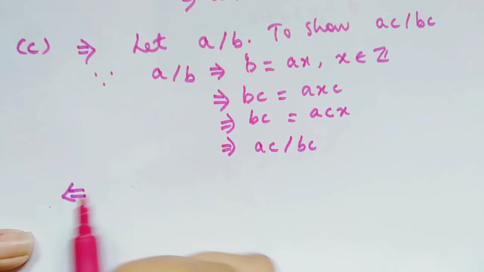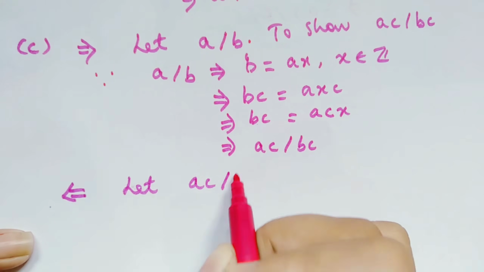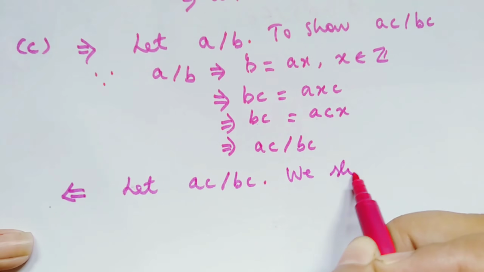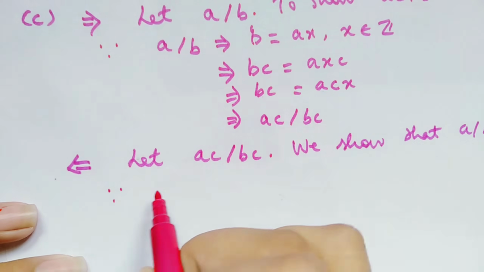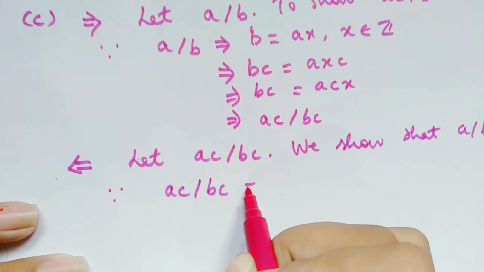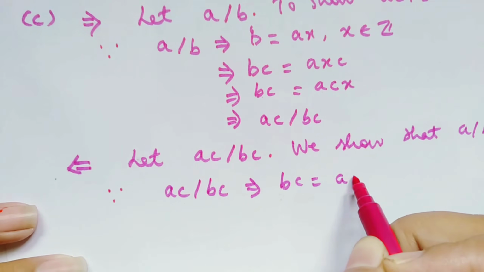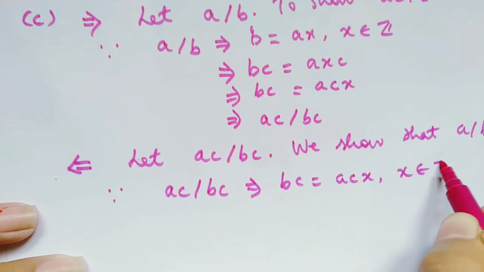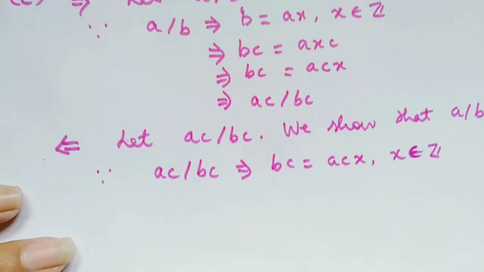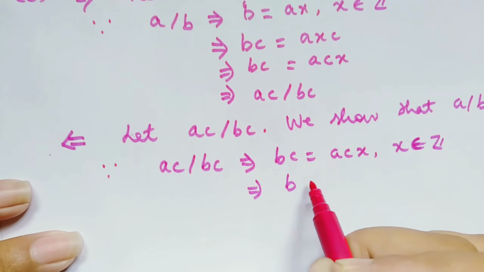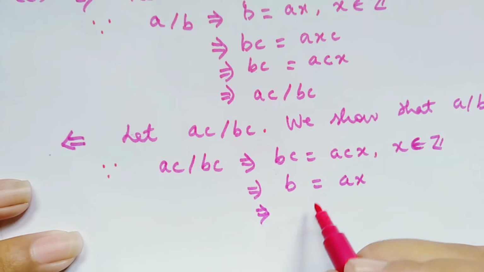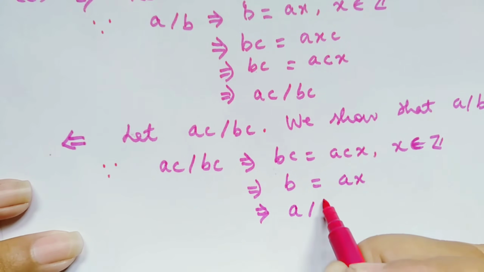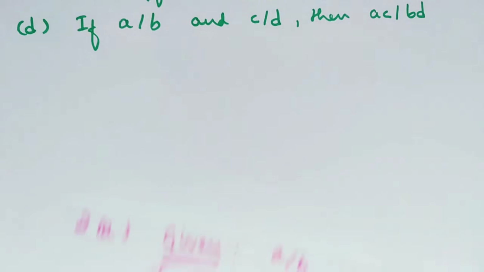Now conversely, we prove the converse way. We assume that AC divides BC, and then we show that A divides B. Since AC divides BC, it implies that BC is equal to AC into some integer X. So from here clearly B is equal to A into X. Since B is expressed as A into X, then A divides B. Now we prove the last one.